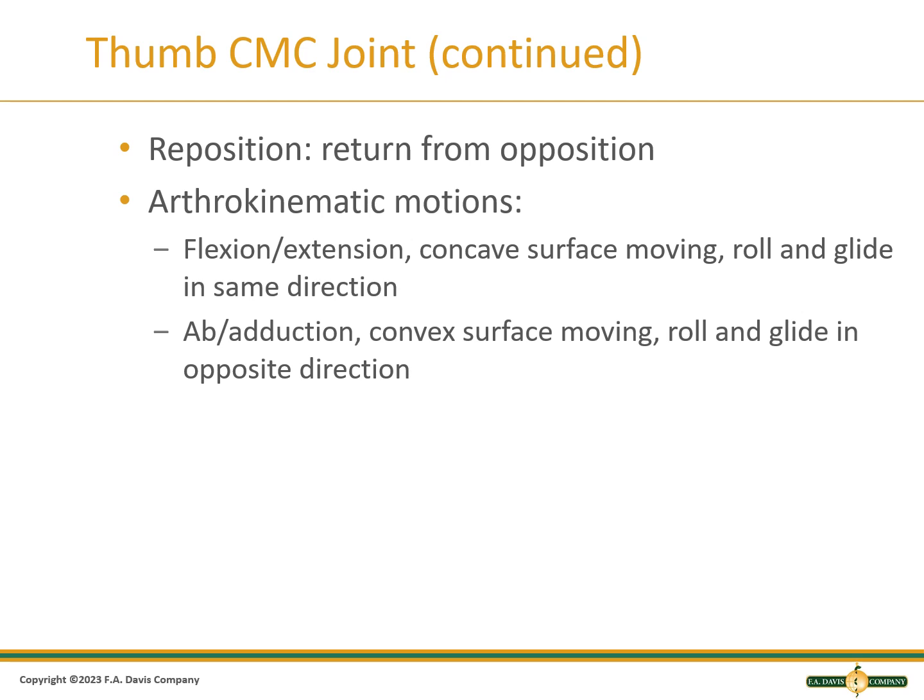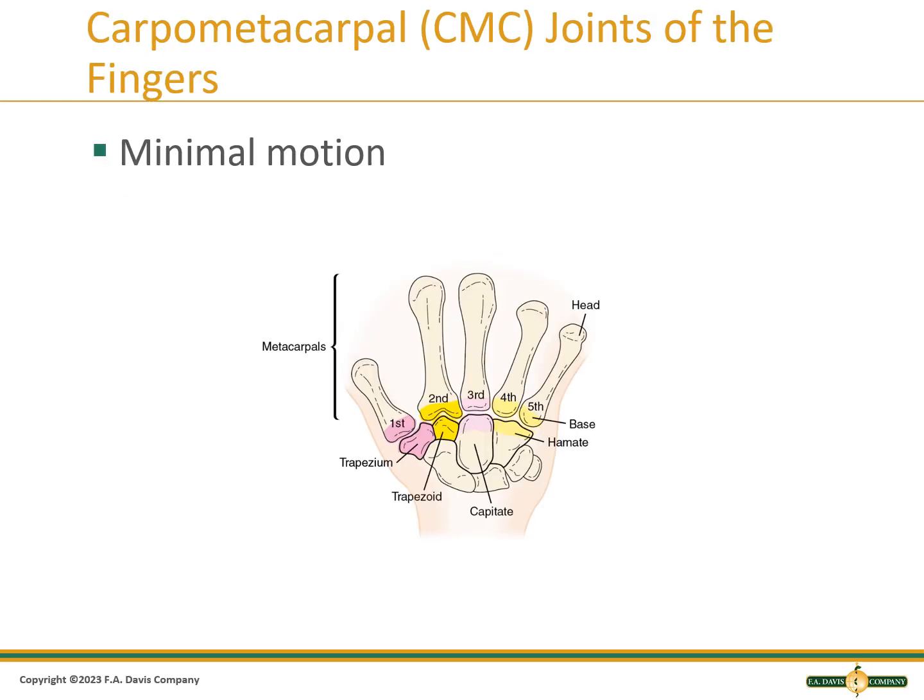Abduction would bring the thumb forward, so we see an anterior roll and a posterior glide. Adduction is going to see a posterior roll and an anterior glide as we return to that neutral position.